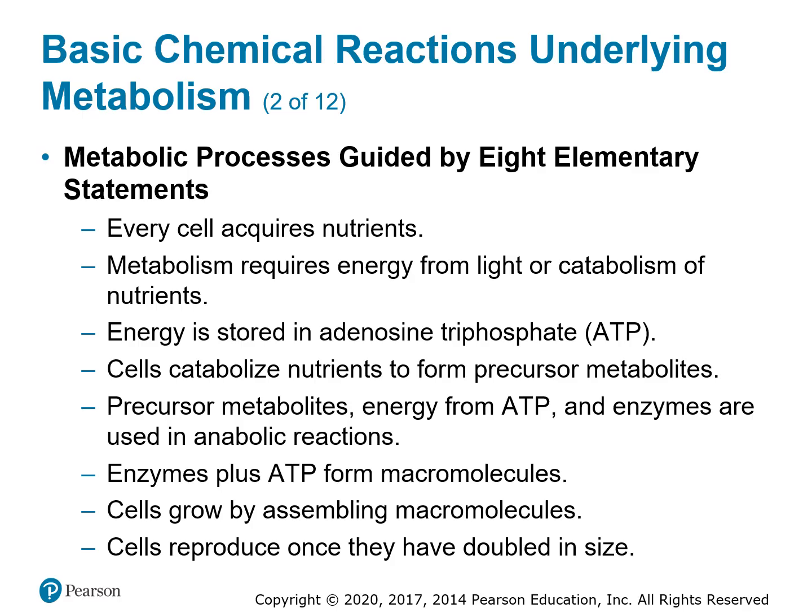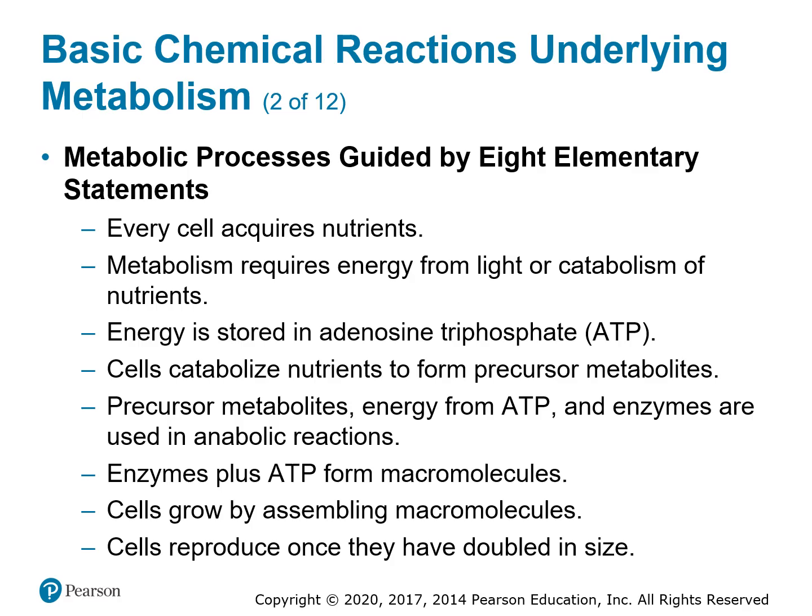Cells catabolize nutrients to form precursor metabolites. Of course, we need building blocks, and those building blocks are essential for building cells. And so we'll talk about those. And these metabolites, ATP and enzymes, are required for anabolic reactions. And we'll talk about how these enzymes facilitate those processes as well. Enzymes plus ATP can form macromolecules. Of course, they're used to add things like phosphate to these molecules and other components, and we'll talk about that.